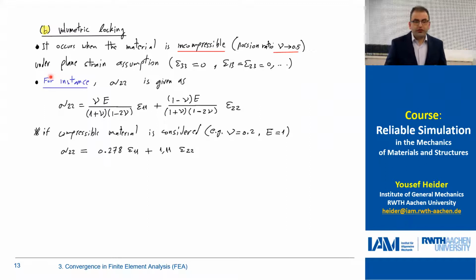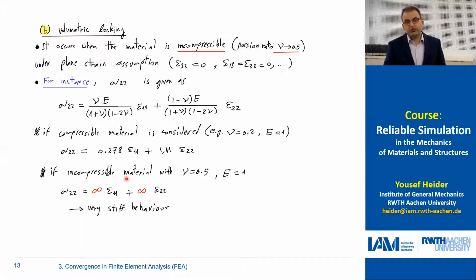Now, if we first take a compressible material, just like any material, then this nu will be 0.2. It shows the elasticity parameter, any value, take it 1. Then you will get this solution for sigma 2, 2. However, if we take incompressible materials, if I tell you the material is completely incompressible, so we would have nu equals to 0.5. Put this 0.5 in the relation of sigma 2, 2. You will see that you'll have infinity multiplied by epsilon 1, 1 plus infinity multiplied by epsilon 2, 2. So you'll have a very stiff behavior.